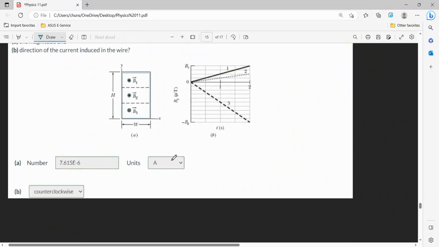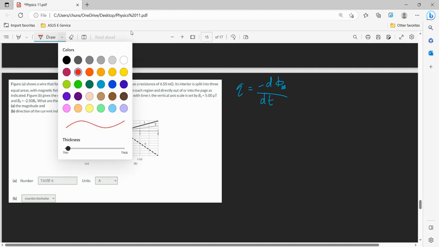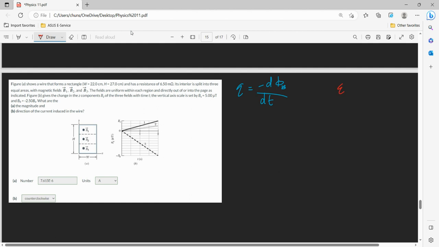Okay, so how this will work, this is kind of similar to our last question. We're going to use 2 equations. We're going to use our EMF, and since we are talking about induced currents, we are going to use Lenz's law. And we will also be using this equation here to help us find our current, which is the magnitude of our EMF over our resistance is equal to our current induced.